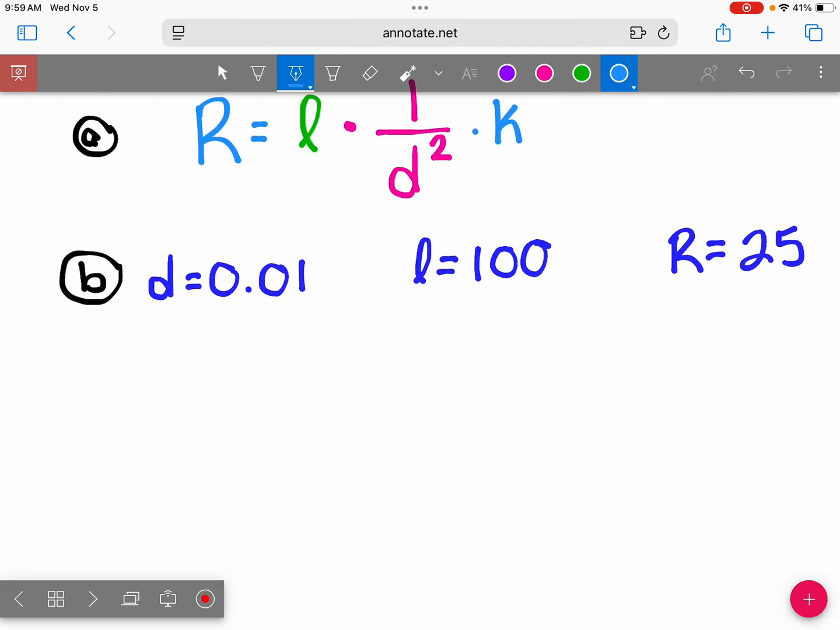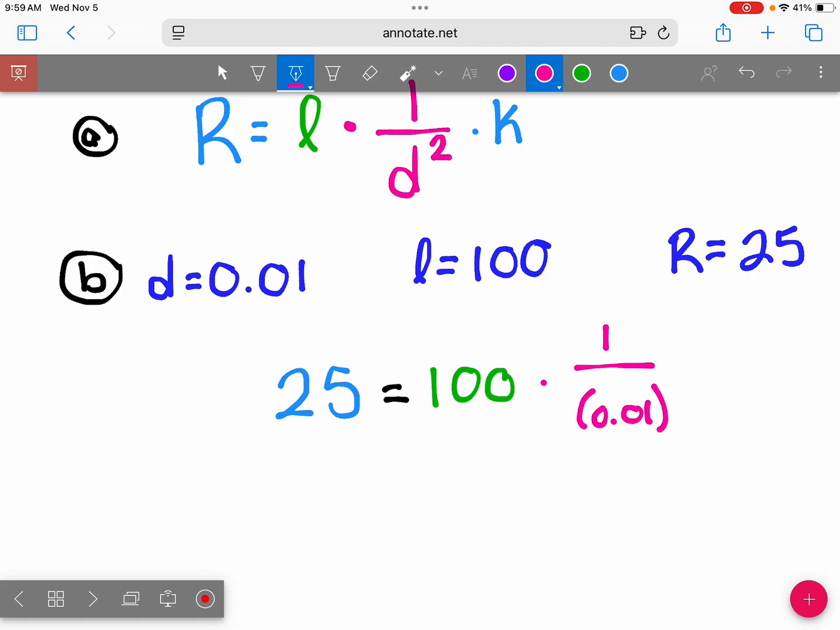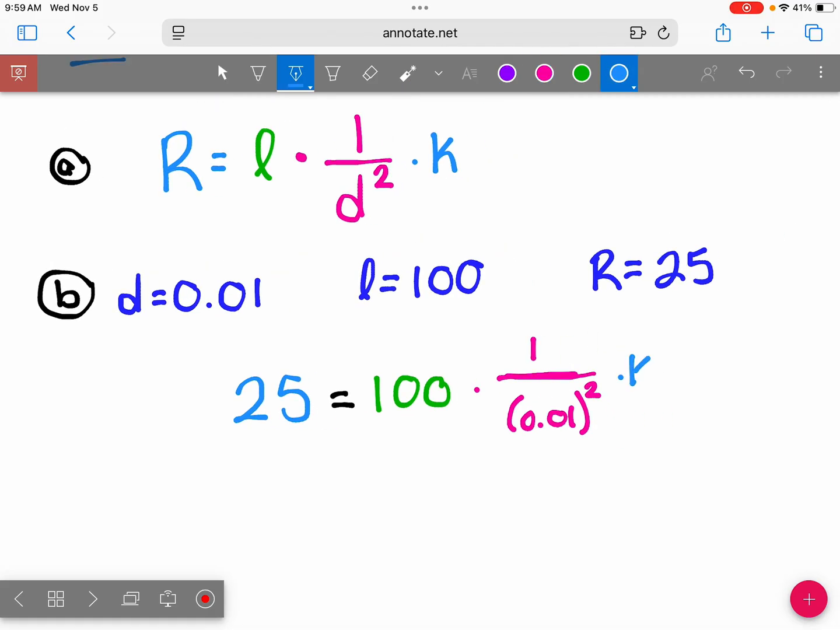So we're going to substitute these pieces in so that we can solve for K. So we know our R is 25. And that's going to equal our length of 100 times our 1 over that diameter, our 0.01 squared, times that K. So if we substitute those pieces in, we can use that to solve for K.